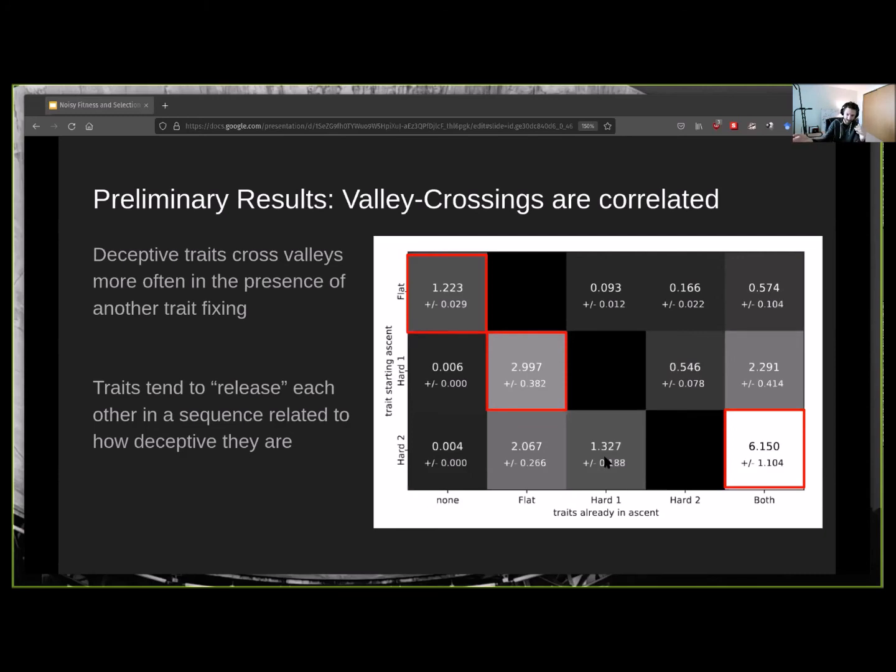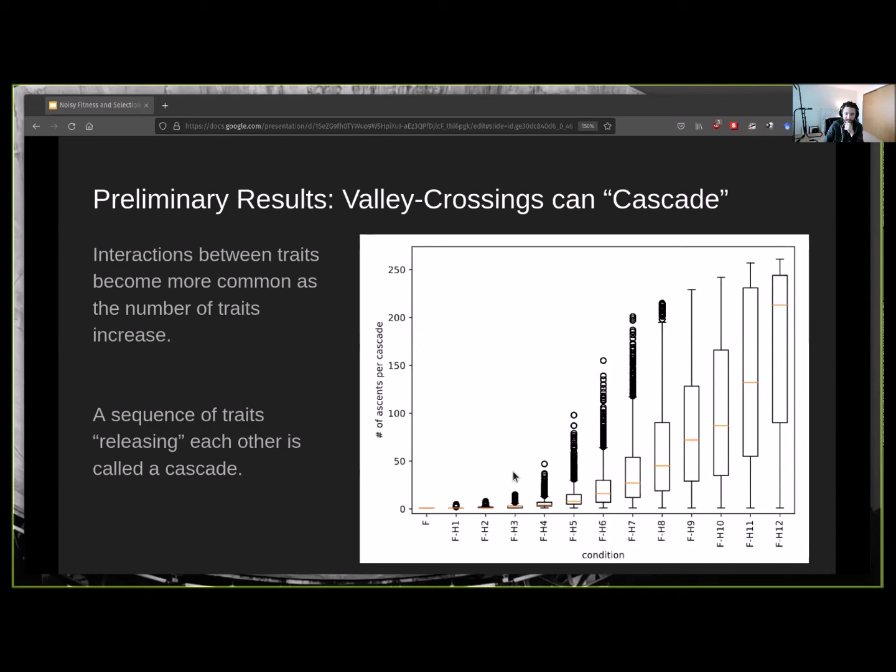So there's this additive effect where the easy trait releases the medium difficulty trait. And now that they're both in action, together they have a higher chance to release the harder trait. And there's this sort of stacking effect. Finally, we see that as we add more traits to the system, these cross interactions between the selection strengths grow in frequency. And we named these chaining releasing valley crossing events cascades.